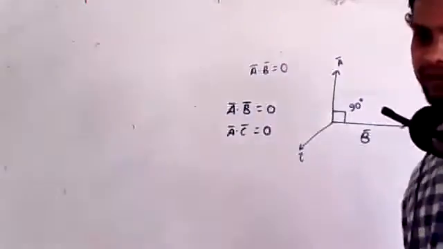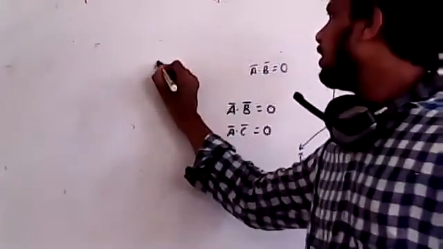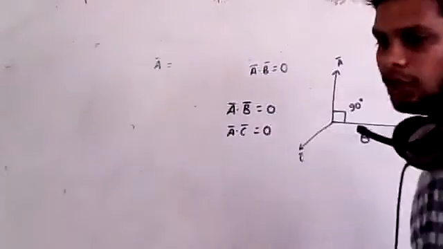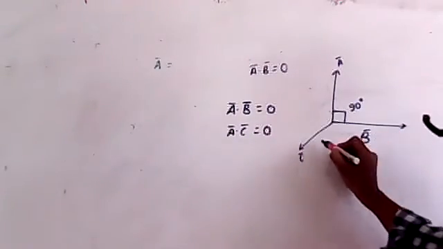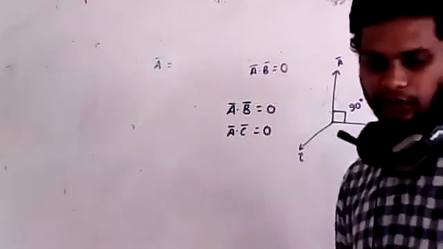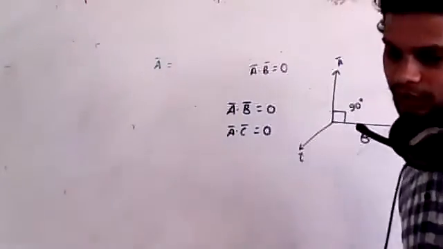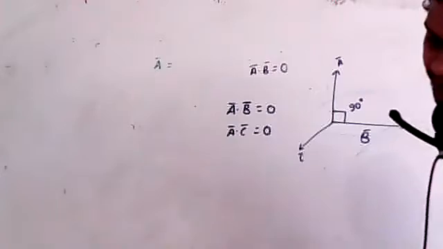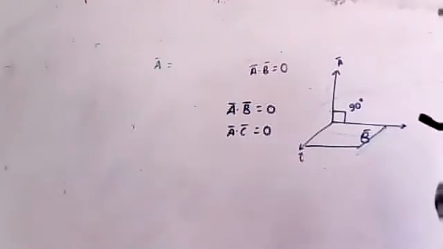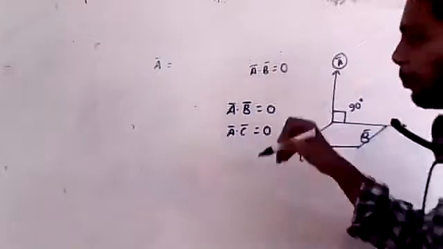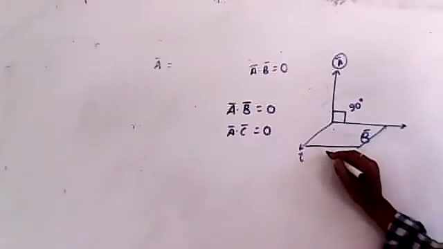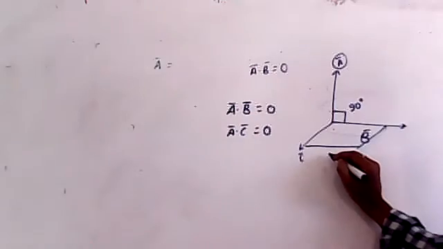Now you can say my A bar is perpendicular to B bar cross C bar, which means I can take the plane of these two vectors. Clear? Then A bar is perpendicular to what? B bar cross C bar, very good.